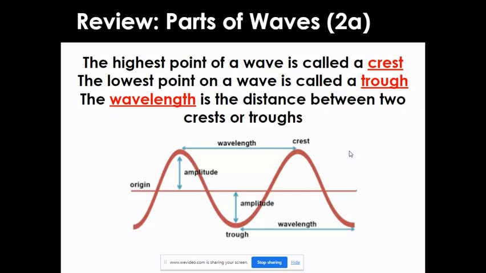Electromagnetic waves and the electromagnetic spectrum. The first slide of our slideshow, you'll recall, showed us parts of a wave. You should know the crest is the highest point of the wave, the trough is the lowest point, and the distance between two successive crests or troughs is called the wavelength.